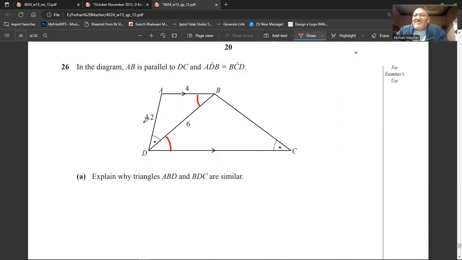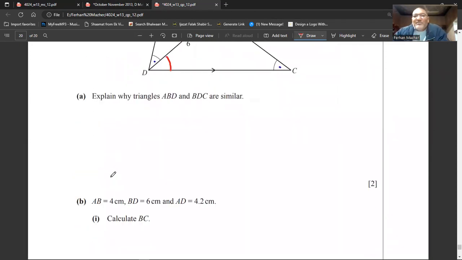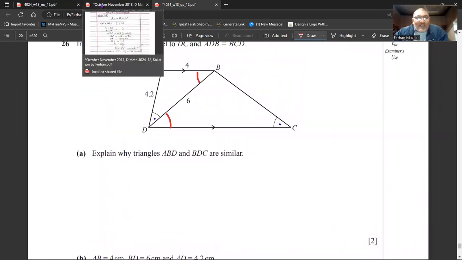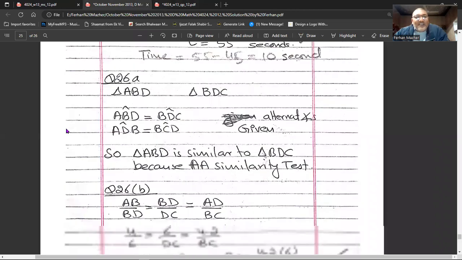So these two triangles will be similar. We call it the angle similarity test. So we have to prove that they are similar. Okay, let me show you. I have explained the procedure. Here is the written work.